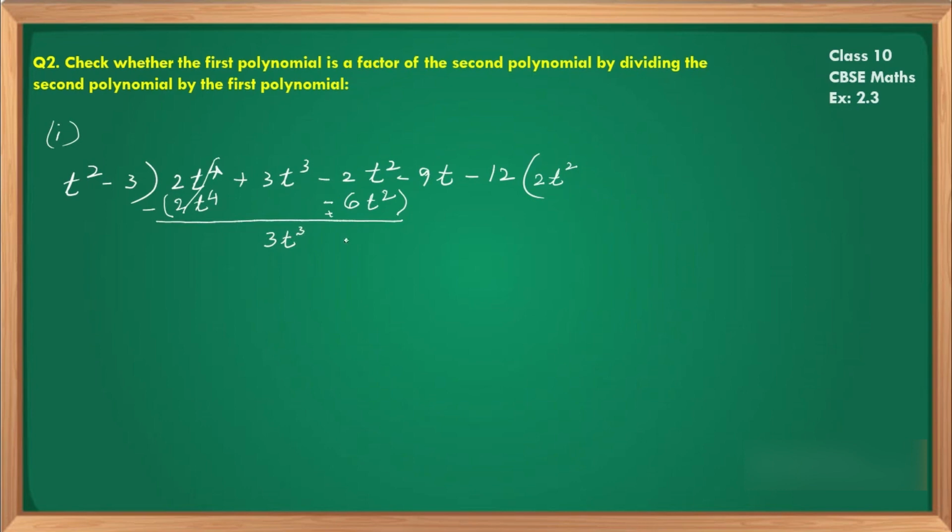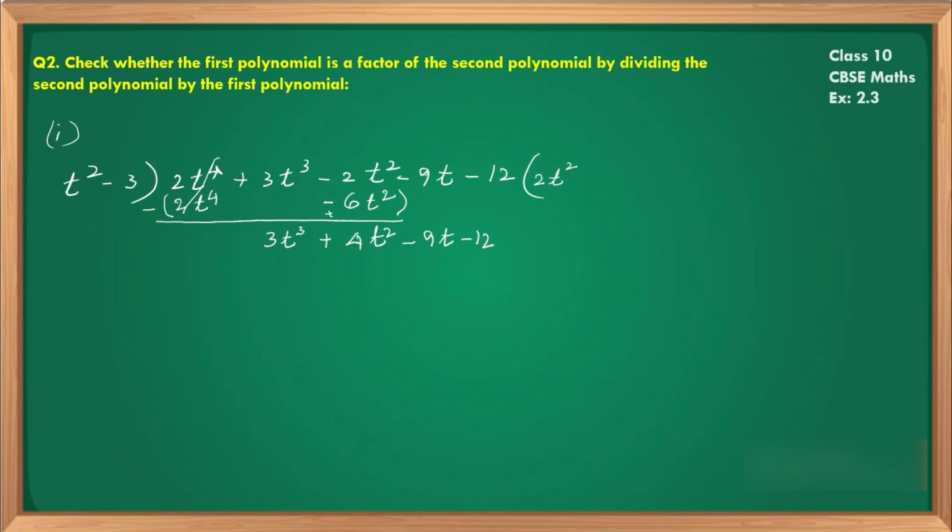3t cube. Now the difference is plus 6t square minus 2t square. You get plus 4t square. The rest, 90 and minus 12, we have to write down as it is. Minus 90 minus 12. Right?